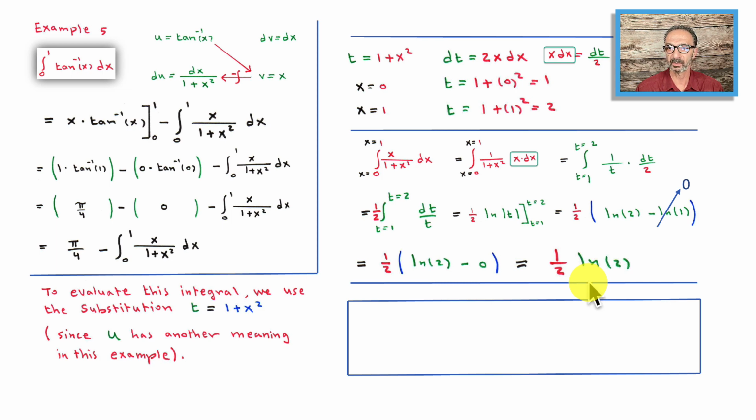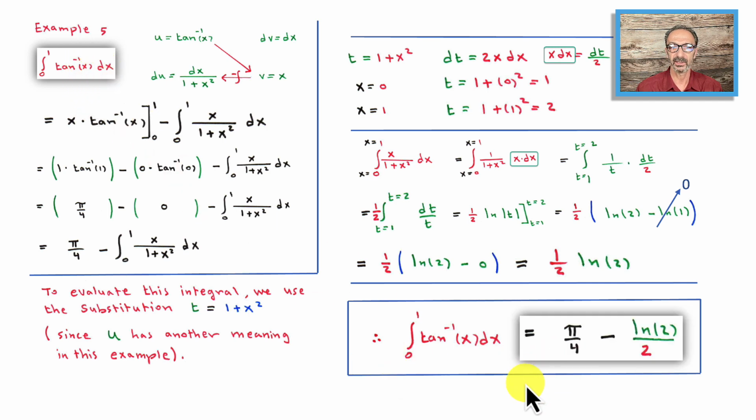Finally, to finish the problem, let's box it right here. The integration of tan inverse x dx is pi over 4, we don't want to forget this part, minus this integration, which we did on the side, and gave me half ln 2. ln 2 over 2. That should do it, and we are done.